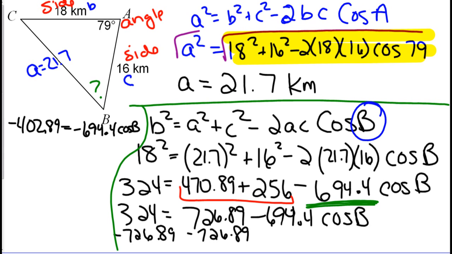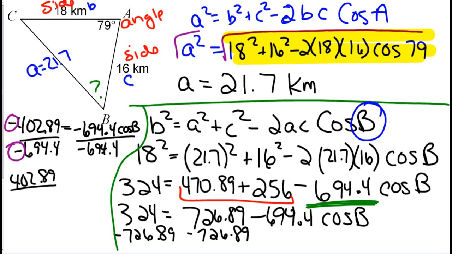When you do this now, you are going to divide both sides by the negative 694.4. And again, don't worry about anything that has to do with that fraction. You really are only looking at the fact that you have a negative over a negative, which gives you a positive total fraction. So 402.89 divided by 694.4 equals the cosine of B.